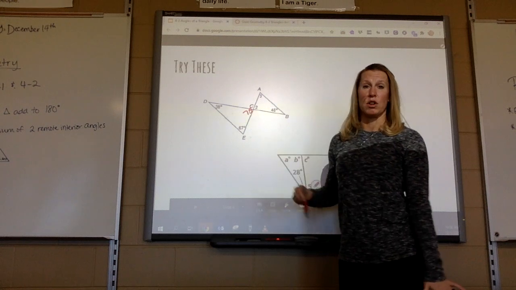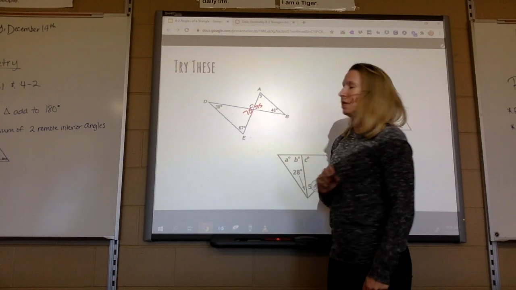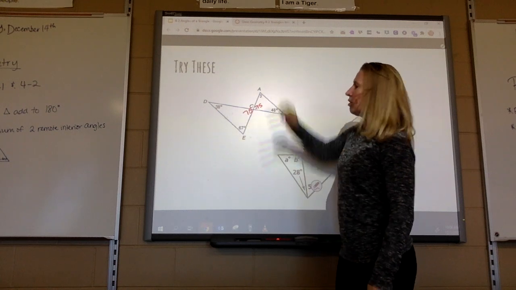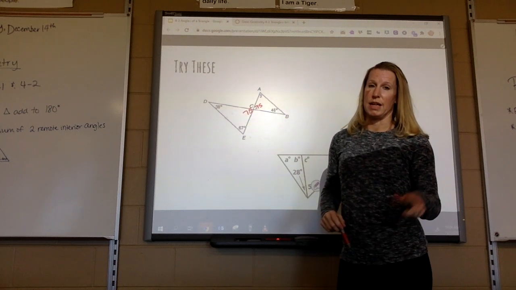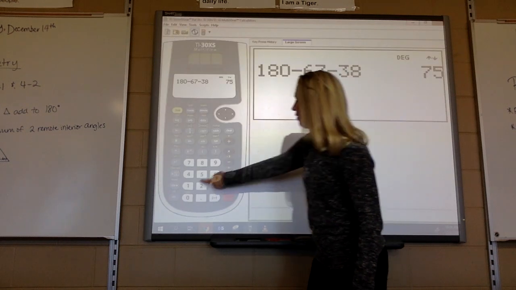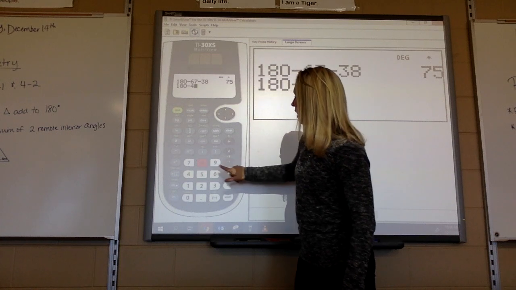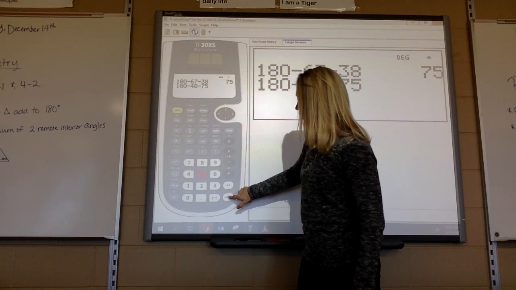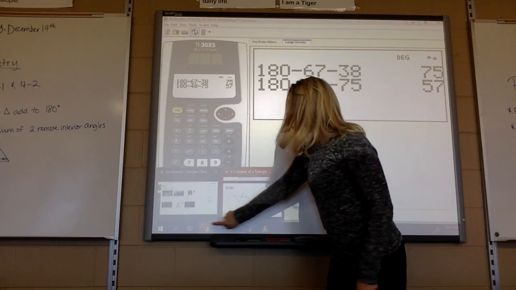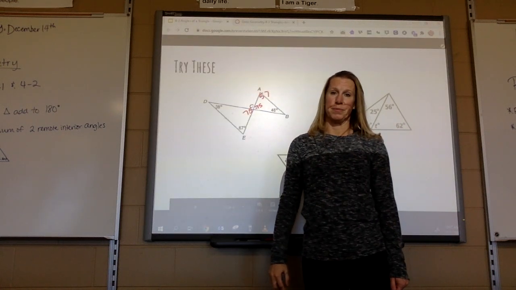What do you remember about vertical angles? They equal each other, so if that's 75, that would be 75. And then all the angles in that triangle would add up to 180 as well. So 180 minus 48 minus 75, and you get 57. So angle 3 would be 57.